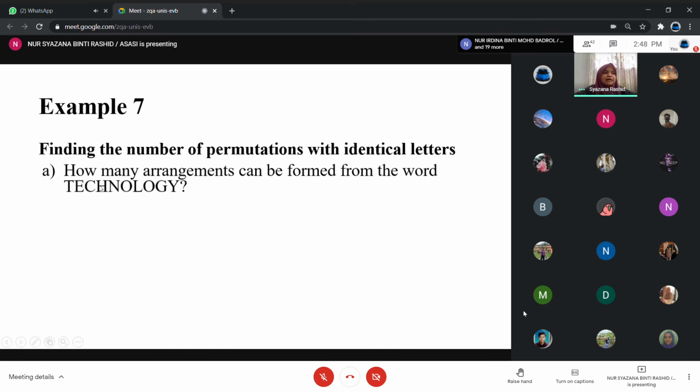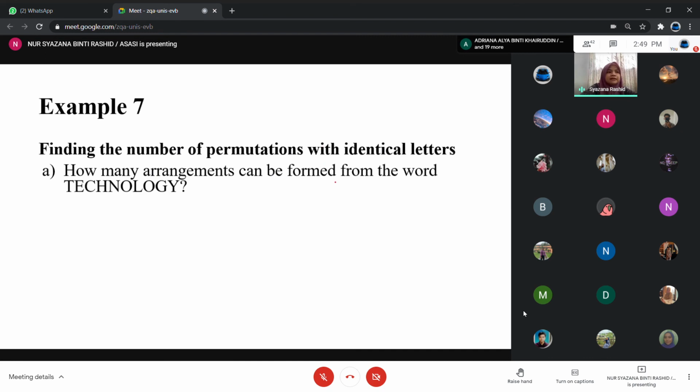Macam ni. How many arrangements can be formed from the word technology? Okay, daripada perkataan technology ni ada berapa huruf? 1, 2, 3, 4, 5, 6, 7, 8, 9, 10. Total we have n equals to 10. But we notice there are similar letters, which is letter O. So bila you ada similar letter kat sini, you tak boleh guna formula number 1. You need to apply formula number 4. Okay, you nak susun semua, tapi sebab ada yang berulang, ada huruf yang sama, ada objek yang sama. So you will use the formula.